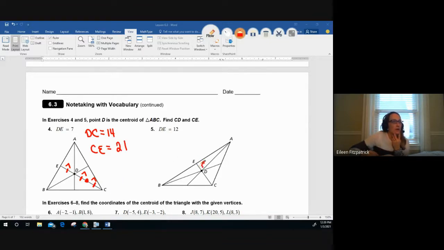DE is 12. That's the 1/3 piece. Break DC into 1/3, 1/3. So you have 12 and 12 as well. So DE is 12, DC is 24, and the whole thing, CE, would be given as 36.